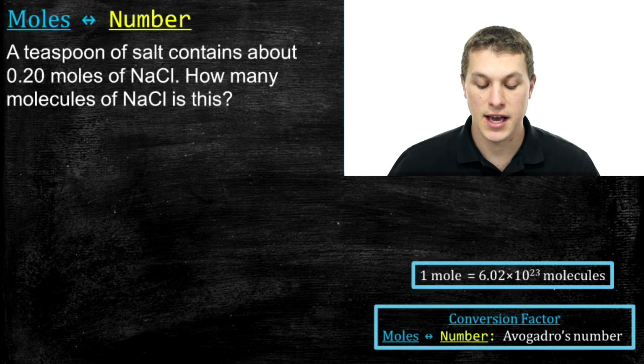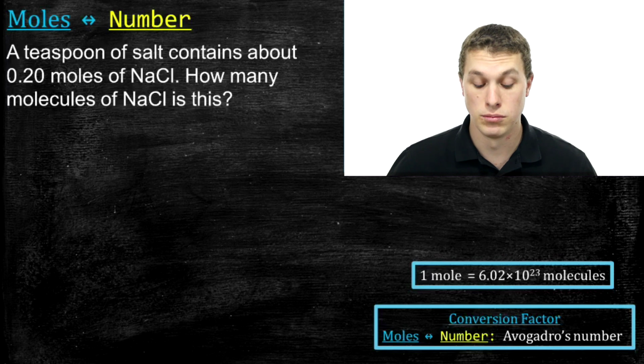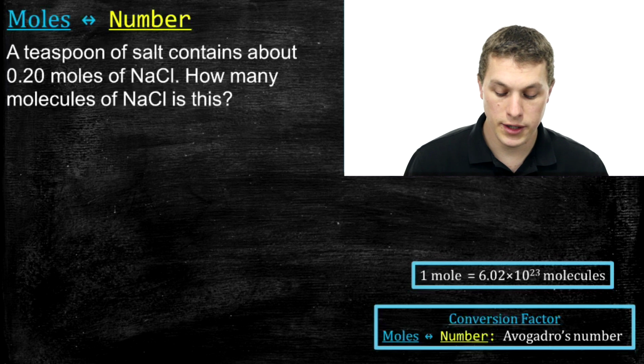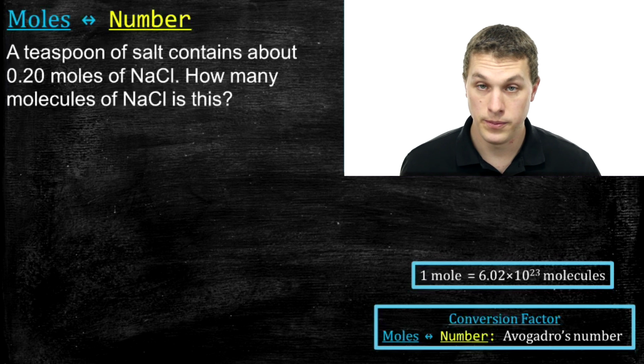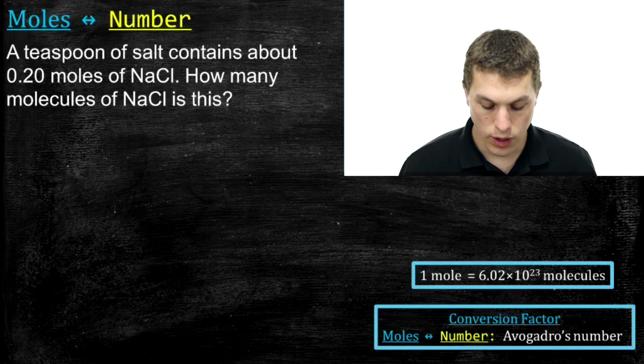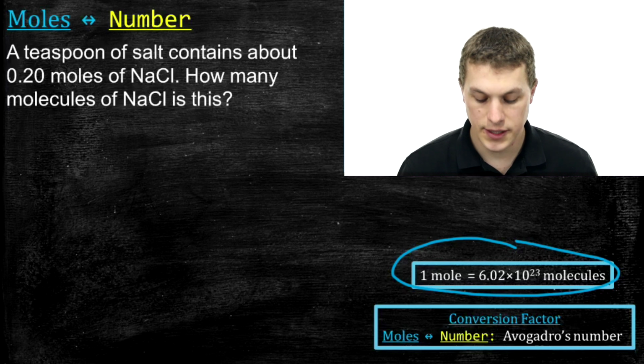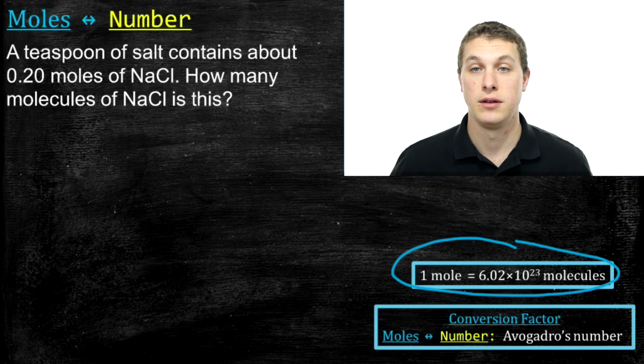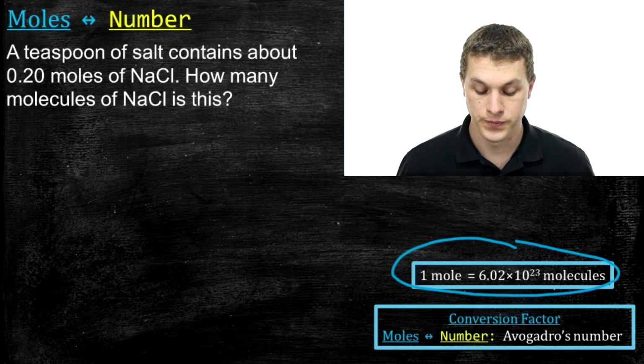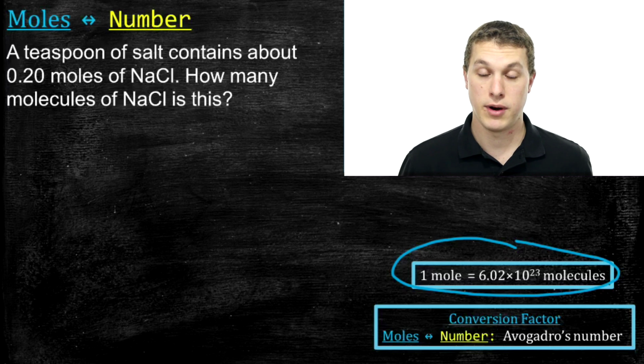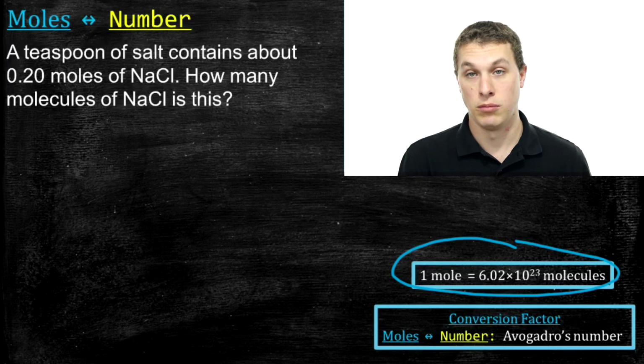So first, going between moles and molecules. Our question here says that a teaspoon of salt contains 0.2 moles of sodium chloride, NaCl. How many molecules of NaCl is this? And so what we're going to do here is do this as a conversion problem, and we're going to use the fact that 1 mole of anything is equal to 6.02 times 10 to the 23rd molecules.